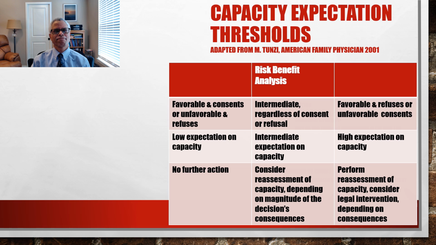There should be a higher expectation of capacity threshold when the risk to benefit ratio goes higher, meaning more risk to the patient and possibly less benefit.